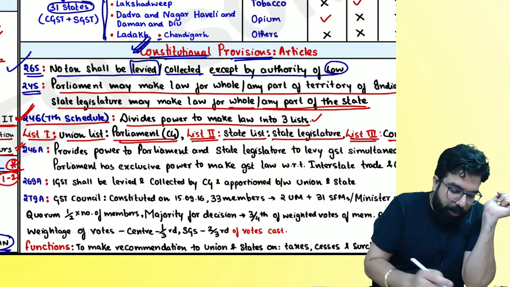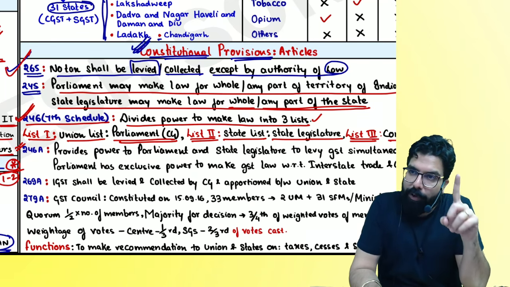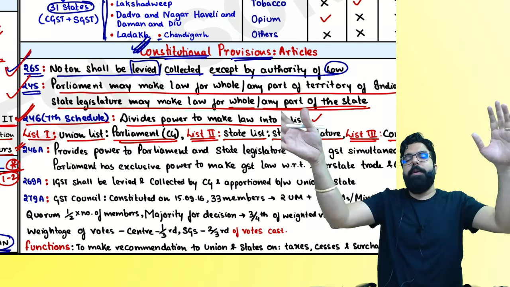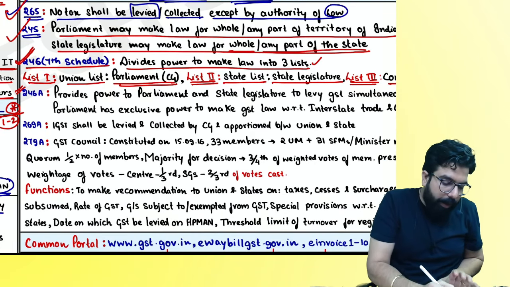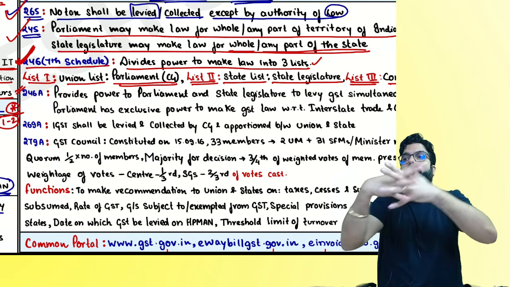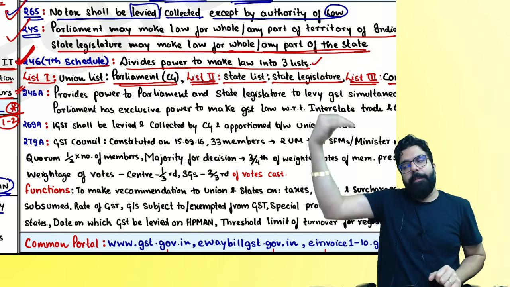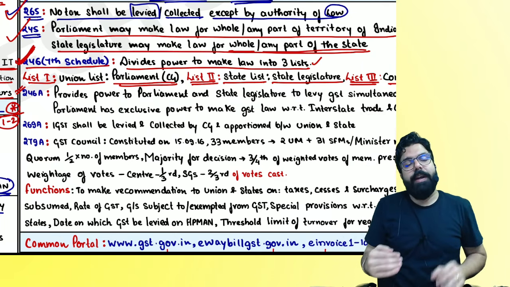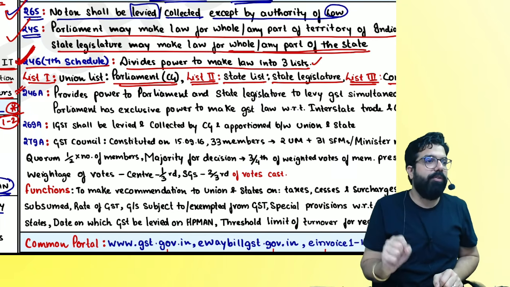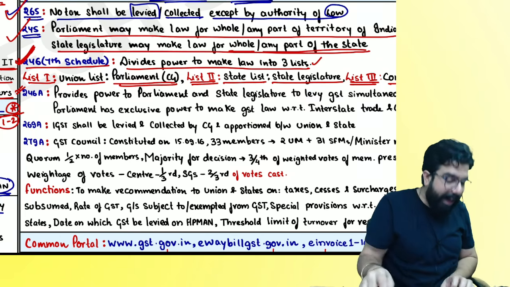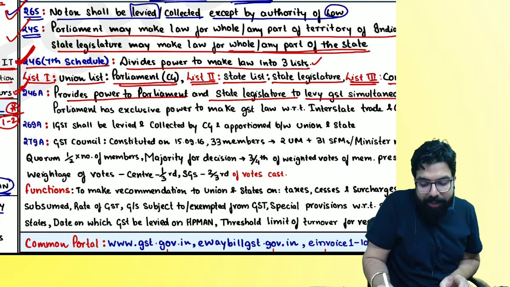Over here, I told you, Article number 265, you can't collect a tax without the authority of law. Article number 245, Parliament will make law for the whole of India, state legislature for the state. Article number 246, so that both governments don't fight on a common topic to make the law, they divided the power to make the law between how many lists? List number 1, union list. List number 2, state list. List number 3, concurrent list. Now, in all the three, GST was not there. So they went ahead and introduced Article number 246A, which provides the power to the central and state governments to levy GST together.